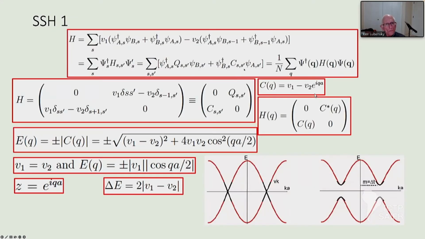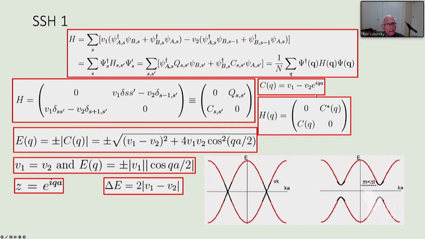Okay, so this, which is written out in its simplest form, can be written as a two-component field times a 2x2 matrix, which we can express in the format of the Q's and C's of the mechanical models we've been looking at.